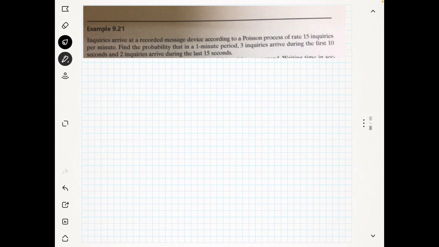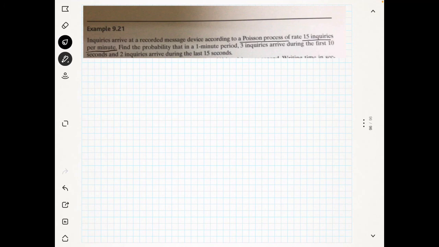For example, if you are calling customer care, a recorded message will be coming. So it is talking about those kinds of machines. That means the inquiries are coming to those machines. That means the people are calling at each and every minute. Sometimes nobody will call, sometimes you may get a lot of calls. That means the inquiries are arriving at a recorded message device according to the Poisson process. This is an arrival process, so we can represent it using a Poisson process at a rate of 15 inquiries in 1 minute.